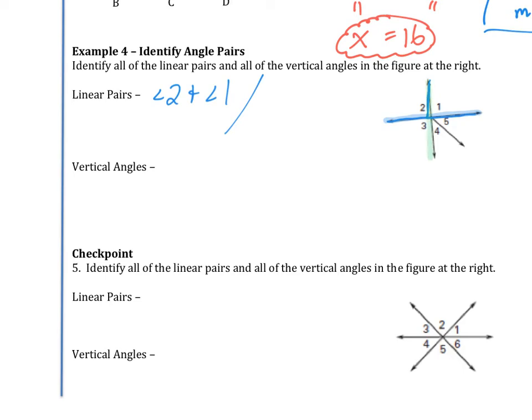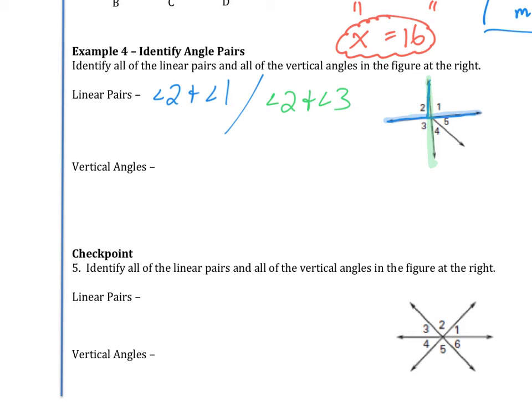There's a second line going straight up and down. And which two angles form that line? Angle 2 and angle 3. So the second linear pair is angle 2 and angle 3. So there's two different pairs of linear pairs.